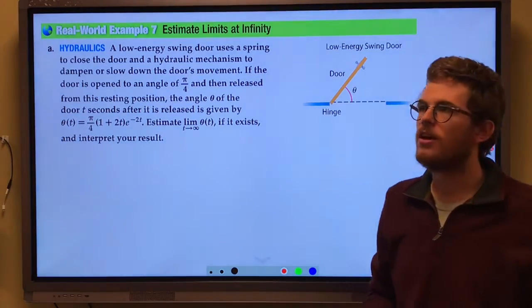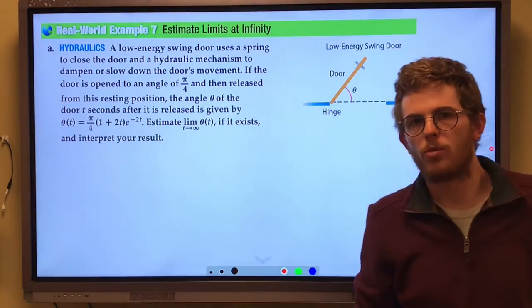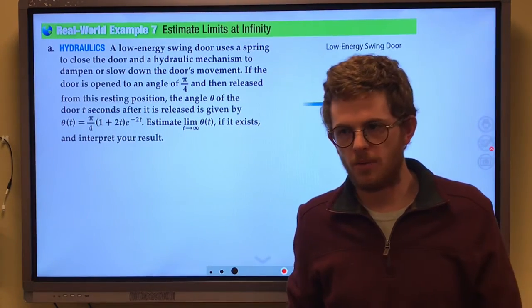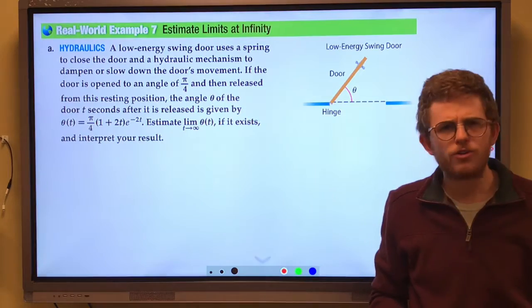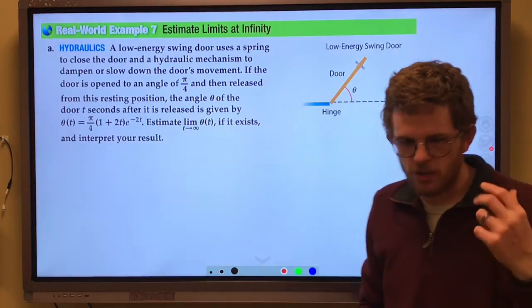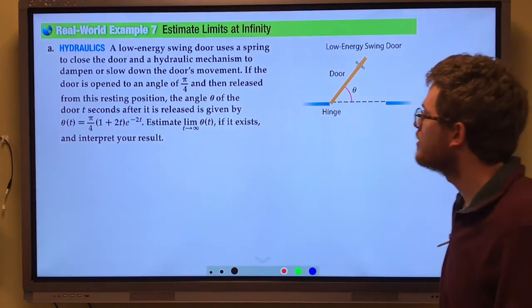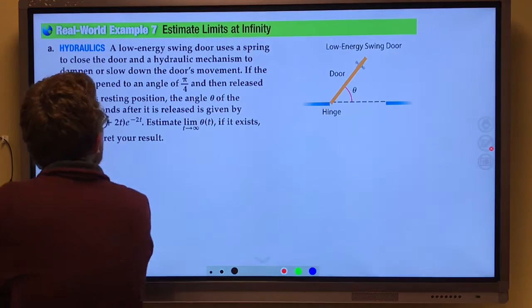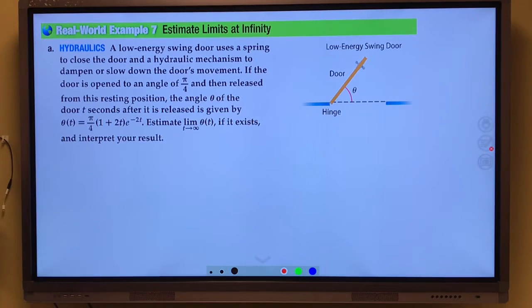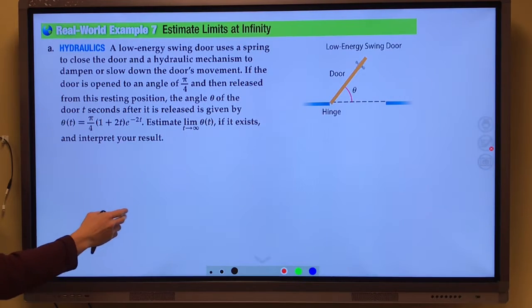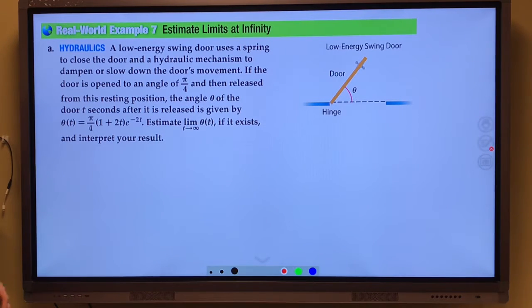Now let's take a second to think through some word problem things here. Instead of trying to overcomplicate some stuff, let's just think through what makes sense. Here it says a low energy swing door uses a spring to close the door and a hydraulic mechanism to dampen or slow down the door's movement. If the door is open at an angle of pi over 4 and then released from this resting position, the angle theta of the door t seconds after it was released is given by this function.